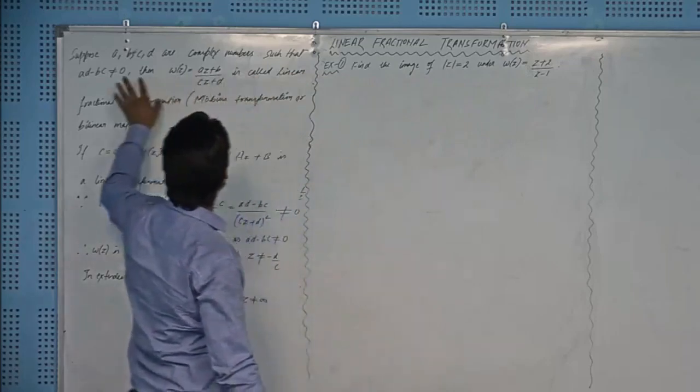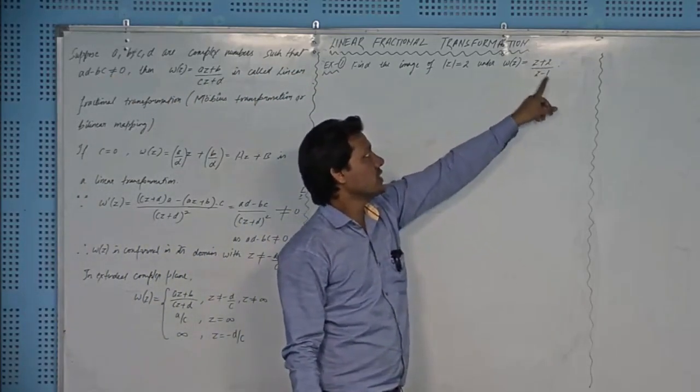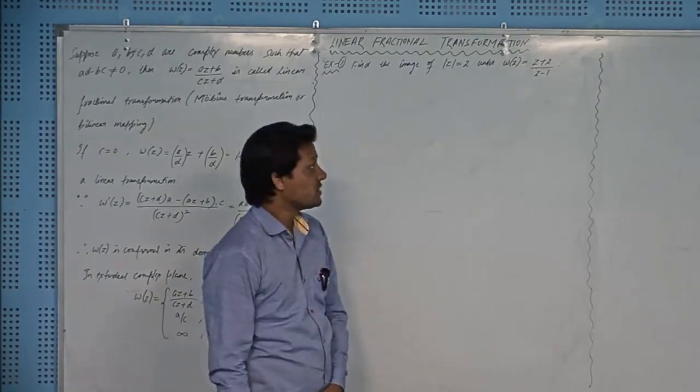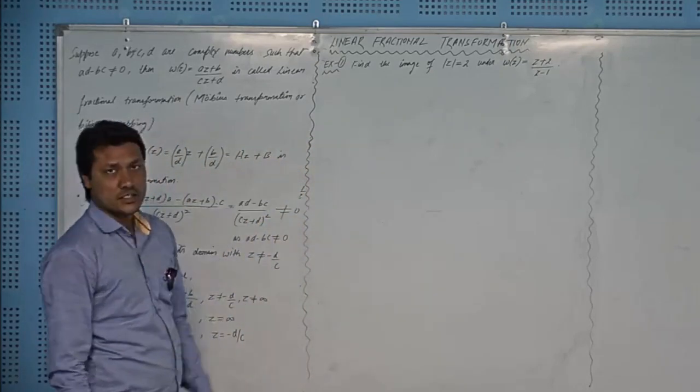the condition ad minus bc is not equal to 0. So you just pick up a, b, c, d. ad will be minus 1 and bc will be 2. So ultimately ad minus bc is equal to minus 3, and that is not equal to 0. So this is a linear fractional transformation.